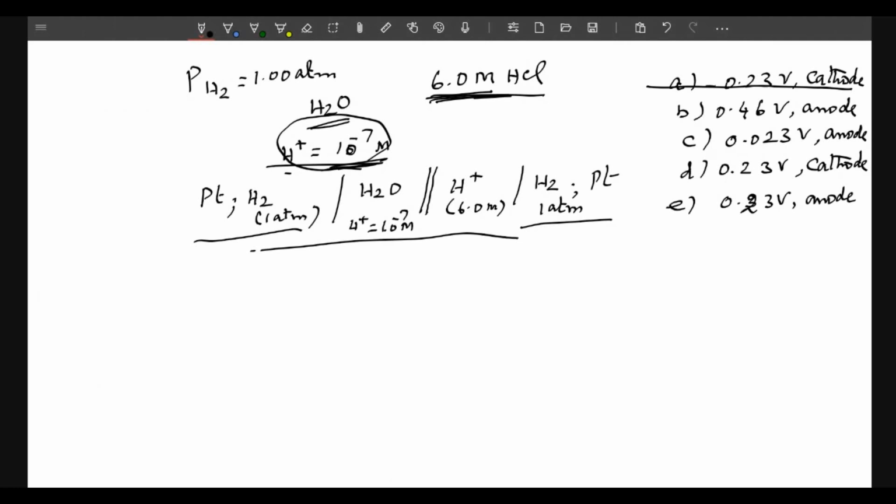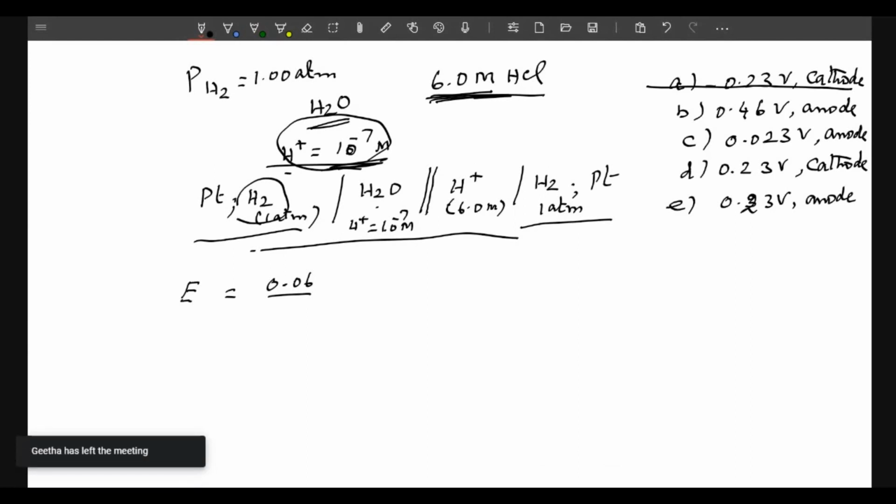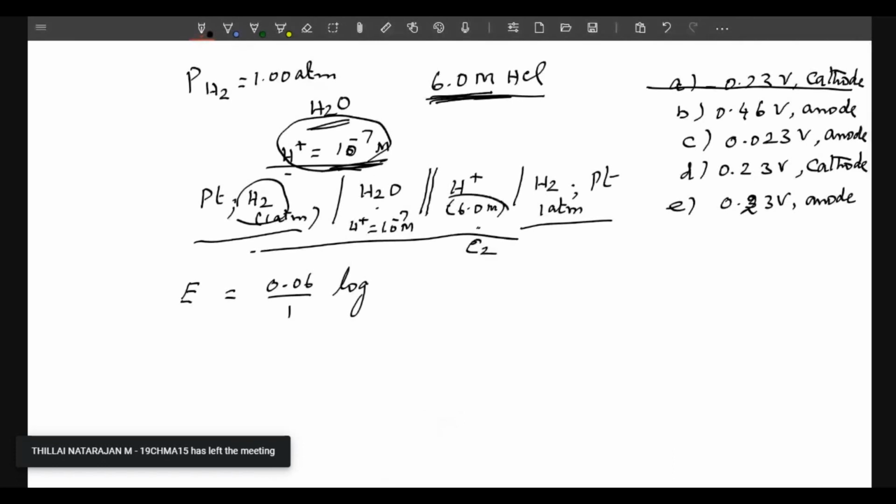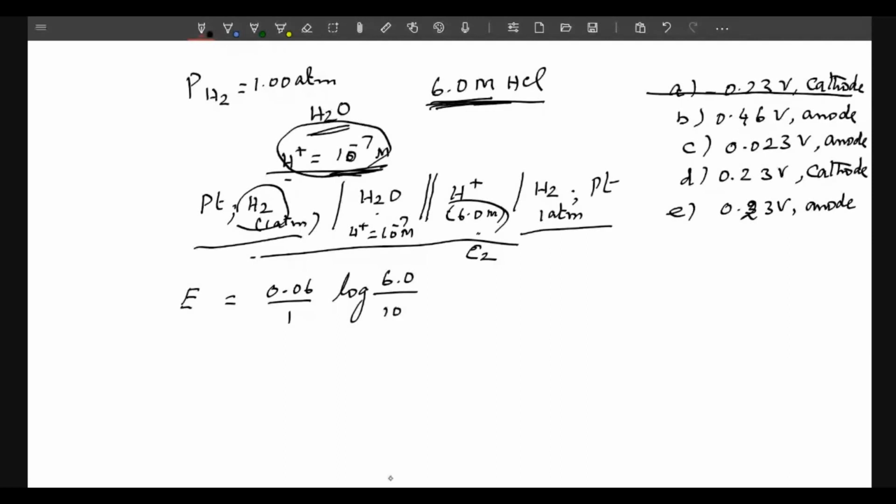First, what is the equation to be written? E for the cell without transfer is equal to E naught, minus 0.06 by how many electrons. If you take 2 electrons, since 2 electrons are furnished by hydrogen, then for 2H+ you have to raise the concentration to the power 2 in the quotient. Or if you take half of hydrogen, it is 1 electron transfer, and you can use it as such. I have already explained this clearly: log of the concentration in the cathode compartment, C2 by C1. C2 is 6 molar divided by the concentration 10⁻⁷.